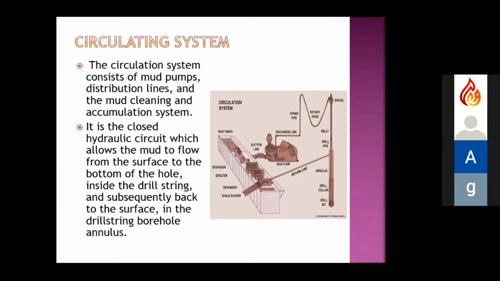Sometimes we run all, sometimes we run part of them, depending on the operation. So when the mud comes from the settling tank to the degasser and inside the degasser and discharge, the discharged mud will go to another tank. Then the desander or desilter or mud cleaner will take this mud, and again the discharged mud will go to another tank. It's by sequence. Now the mud, after all this solid control equipment, will go to the intermediate tanks, then again to suction tanks and start the new journey to go to the pump and go again inside the hole.